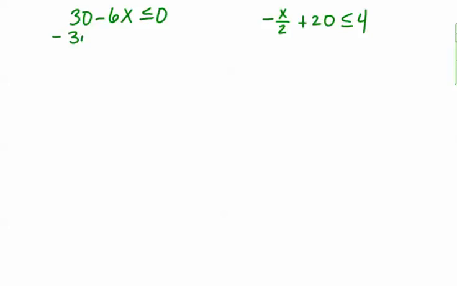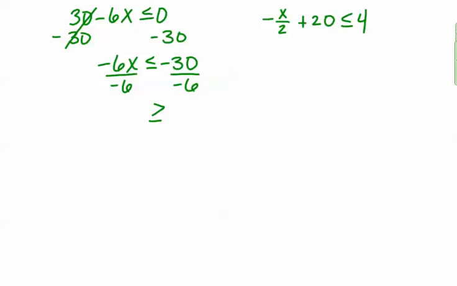So first I'll subtract 30 from both sides and bring down the simplified inequality. Then I'm going to divide both sides by -6. And when I do this, since the divisor is negative, I've got to flip the inequality sign as we saw from our previous examples. So to make this inequality true, we could use any number greater than or equal to 5.